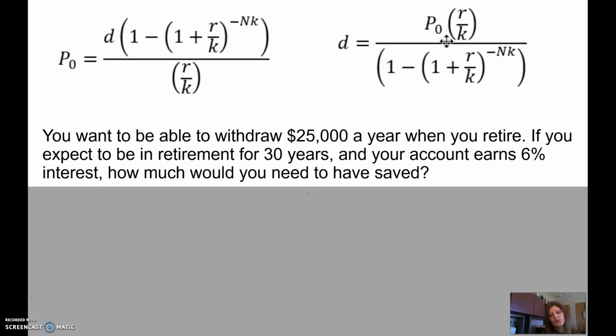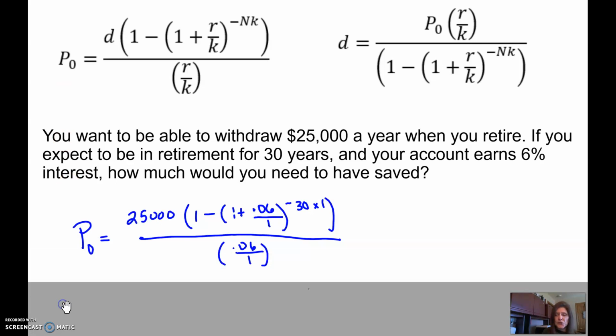You want to be able to withdraw $25,000 a year when you retire. If you expect to be in retirement for 30 years and your account earns 6% interest, how much do you need to have saved? Okay, key words. You want to withdraw $25,000. They're telling me how much I want to withdraw. We want to know how much you have to have saved. How much are you going to start with? So they're telling me I need to find P sub 0, right?